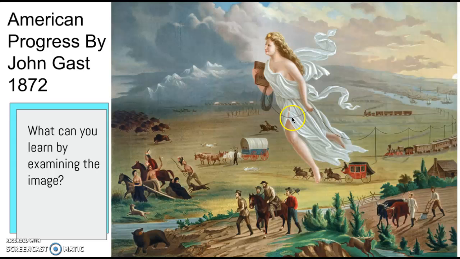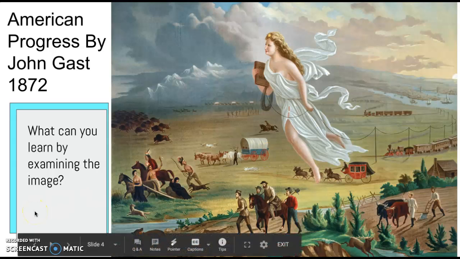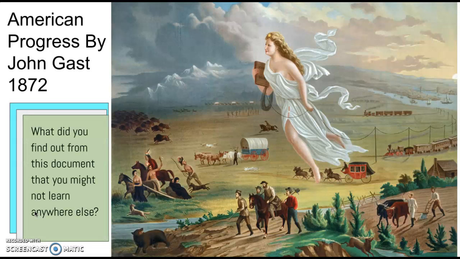I can give you one thing that I'm seeing. I'm seeing this big angelic person, and this person is holding a string, and this string is connected to what look like electricity poles, right? So somehow this lady is bringing electricity. Okay, so that's something that I can learn by examining the image. But what else can you see? The last question is, what did you find out from this document that you might not learn anywhere else? So this image itself is influenced by manifest destiny, so it probably tells us some things about manifest destiny itself.